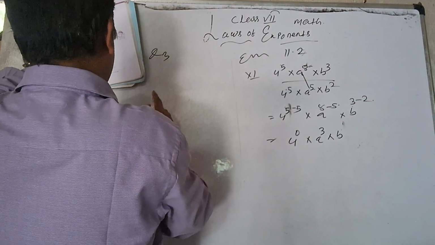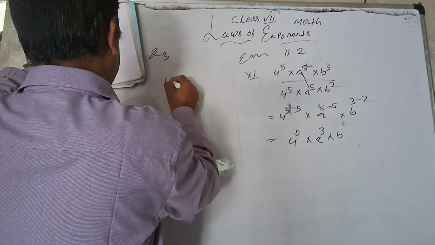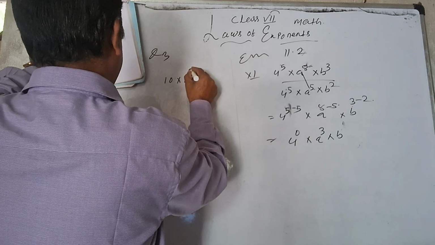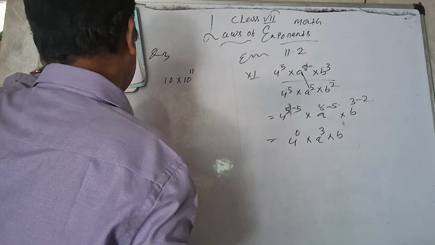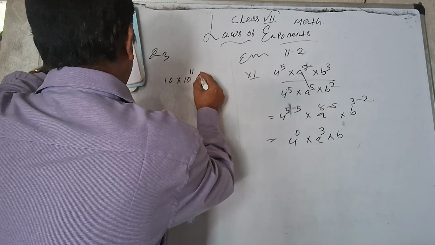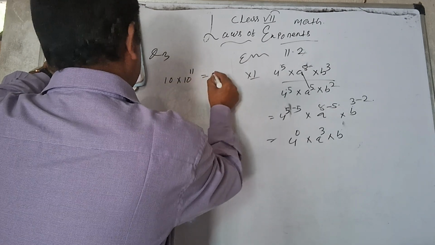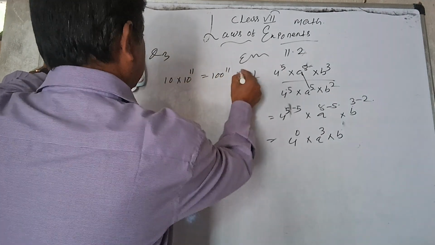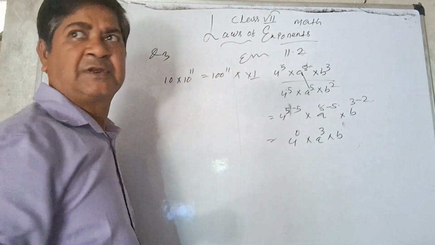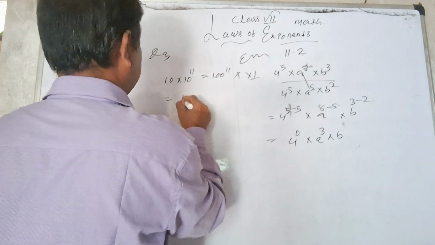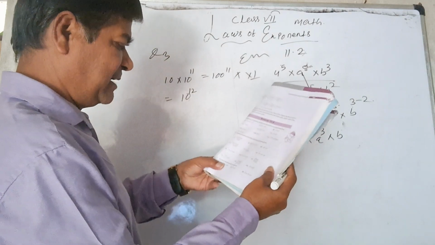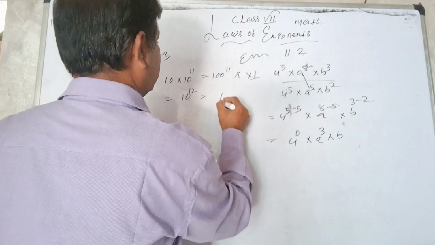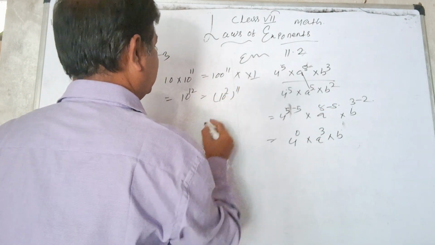Say which is greater, 10 into 10 to the power 11. Sorry. Question number 3. Say true or false. 10 into 10 to the power 11 is equal to 100 to the power 11. Wrong, because 10 into 10 to the power 11 is equal to 10 to the power 12. And 100 to the power 11 is 10 squared to the power 11.